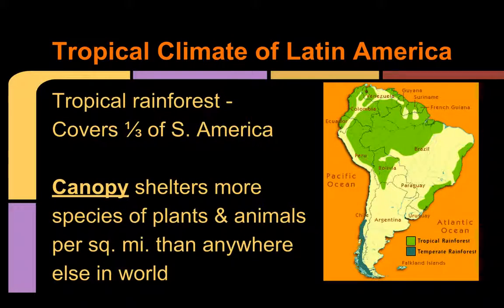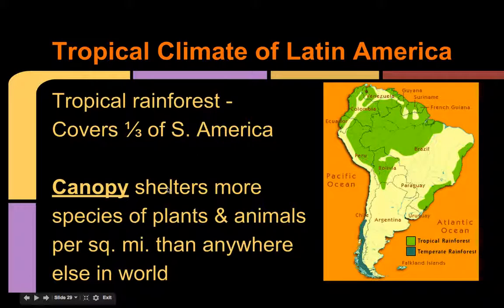All right, let's look at climate. The third physical feature. We're going to talk about the tropical climate. So the first one is the tropical rainforest, and it's this green area on here. It covers about a third of South America, and so not a lot of people live here because it's hard to live in the rainforest.